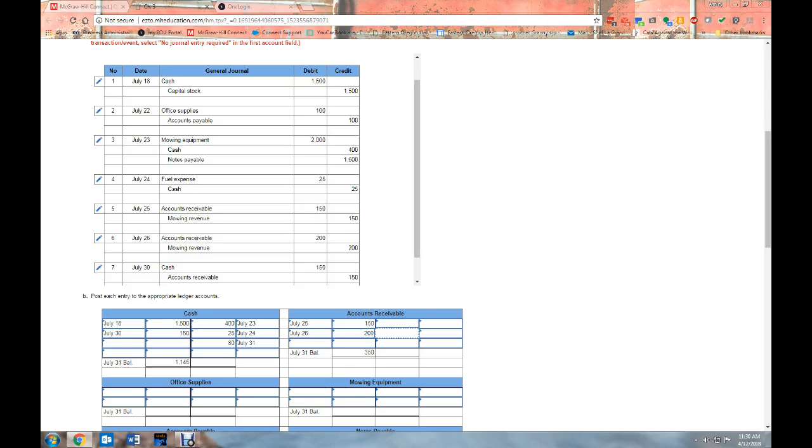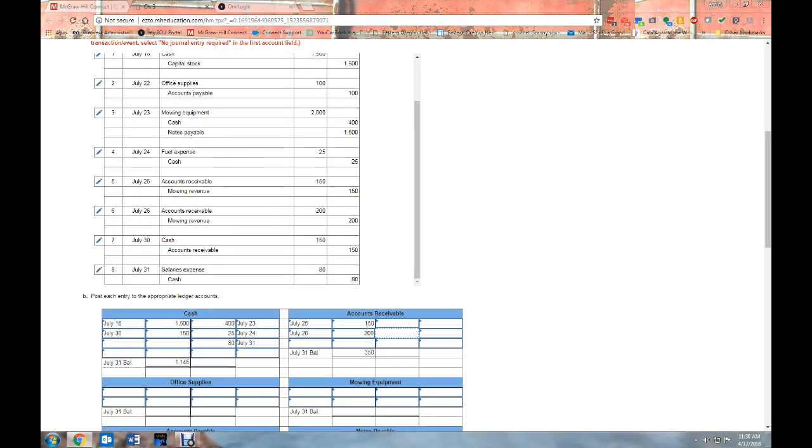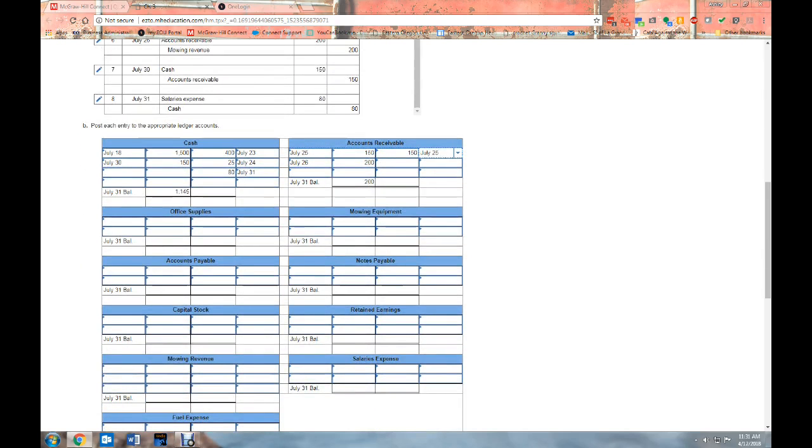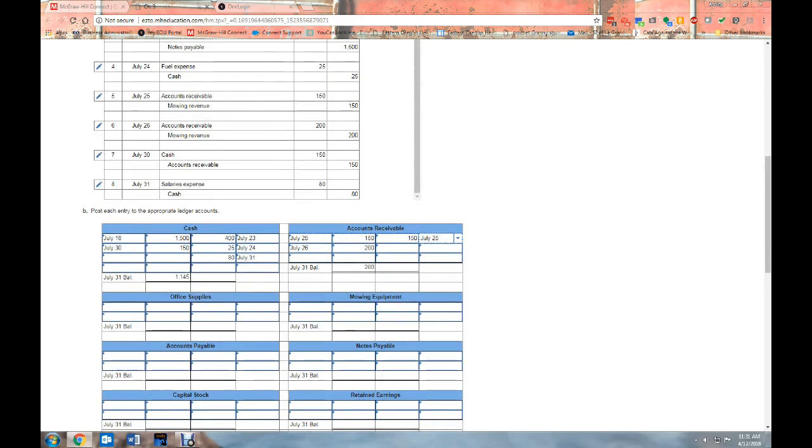And then on July 30th, I had a $150 credit entry. So adding my debits and subtracting my credits, I have a $200 debit balance in my accounts receivable. So clients still owe me $200 at the end of July.